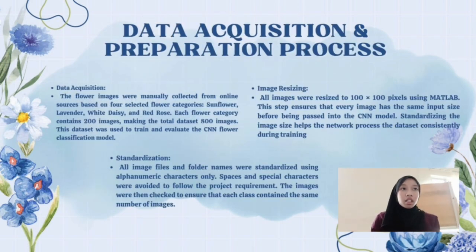Next, for the data acquisition and preparation process. For the data acquisition, the flower images were manually collected from online sources based on 4 selected flower categories, which are sunflower, lavender, white daisy, and red rose. Each flower category contains 200 images, making the total dataset 800 images. This dataset was used to train and evaluate the CNN flower classification model.